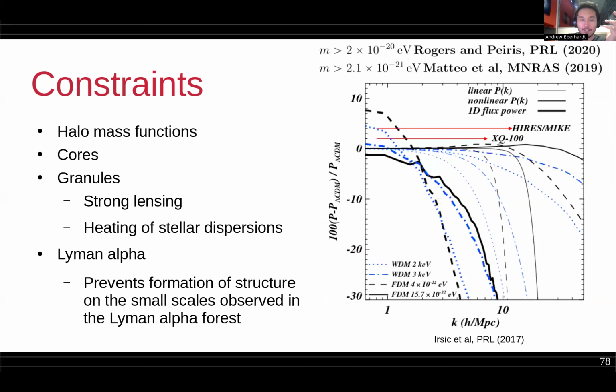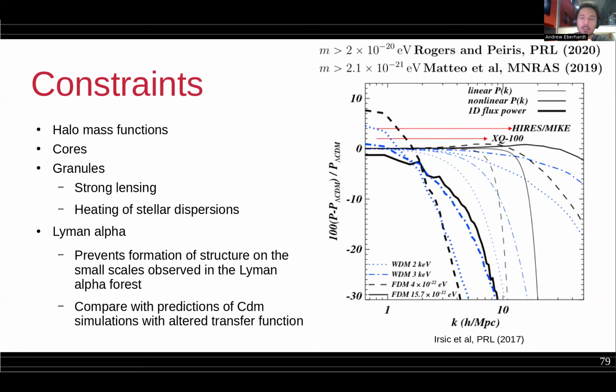We can also look at Lyman alpha. So again, fuzzy dark matter is preventing the formation of structure below certain scales. You can go ahead and run your CDM simulations using the altered transfer function that I've already talked about. This will make a prediction for the power spectrum along the line of sight at the late time universe, right? You can compare this to the power spectrum you actually observe in the Lyman alpha data. And if it suppresses too much structure on the scales observed in the Lyman alpha data, then you know that it's inconsistent with that data.